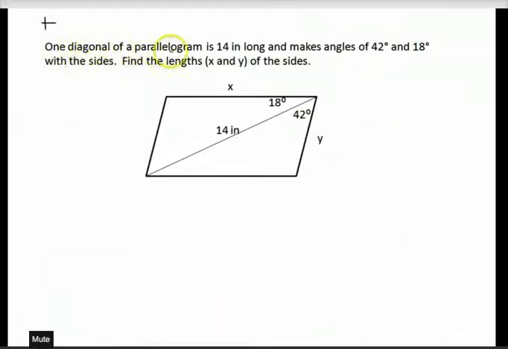It says one diagonal of a parallelogram is 14 inches long and makes angles of 42 degrees and 18 degrees with the sides. So we have that here. Here's the diagonal of our parallelogram that's 14 inches. It makes angles 18 and 42 degrees. Find the lengths x and y of the sides.